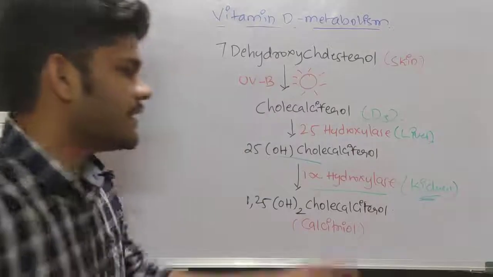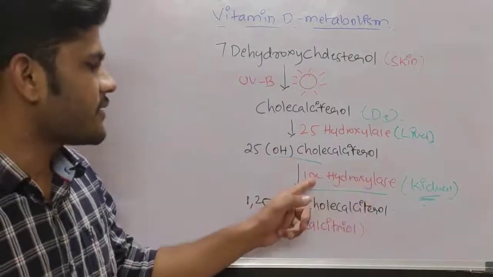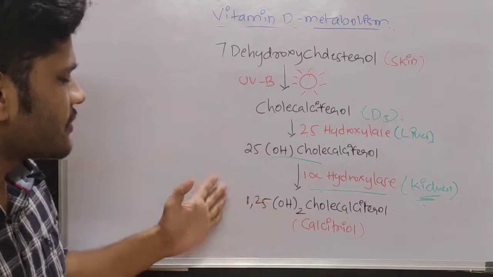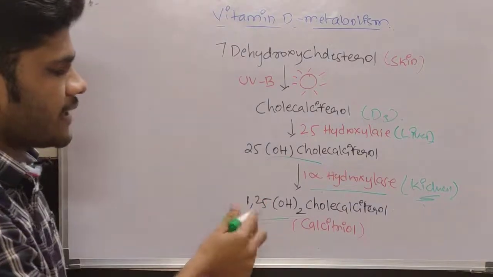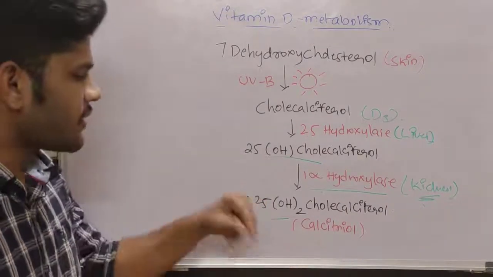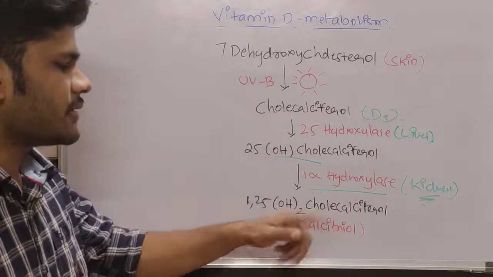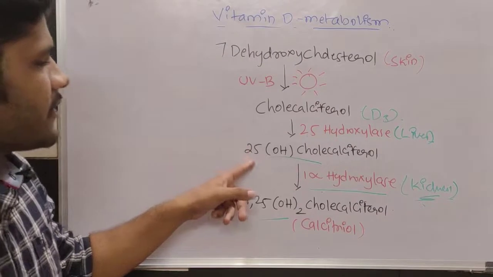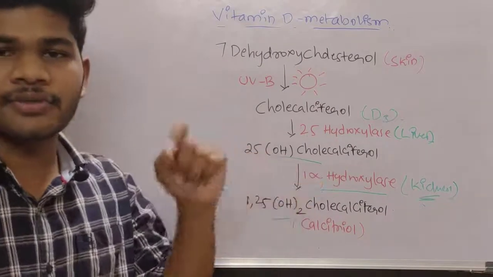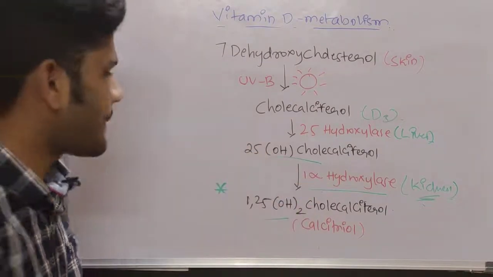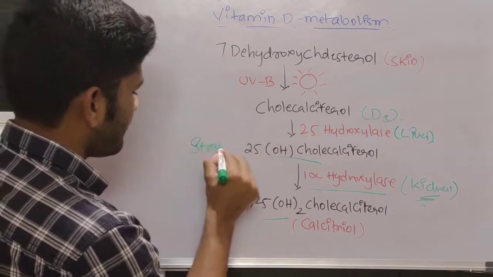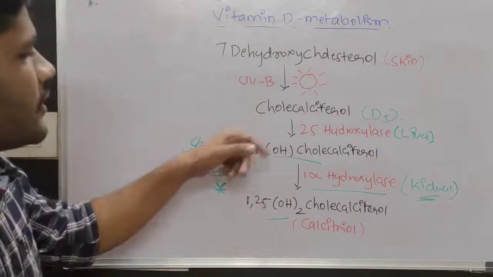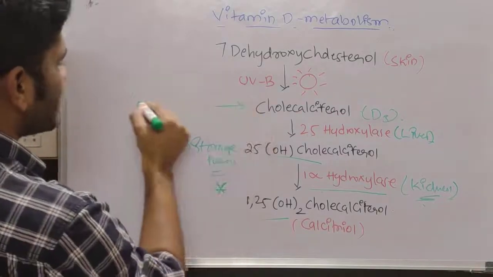So some kidney related diseases cause deficiency of 1-alpha-hydroxylase, which causes reduced production of 1,25-dihydroxycholecalciferol, which is also considered as calcitriol. This is the active form of vitamin D. And 25-hydroxycholecalciferol is the storage form of vitamin D. Calciferol is the supplementary form of vitamin D.